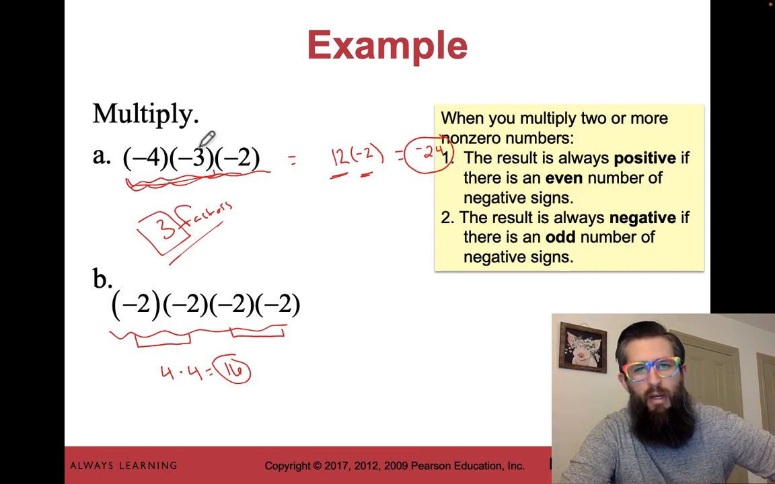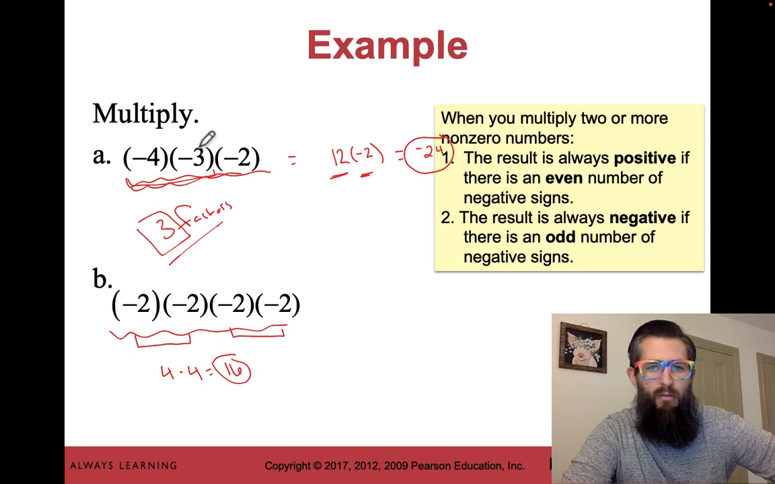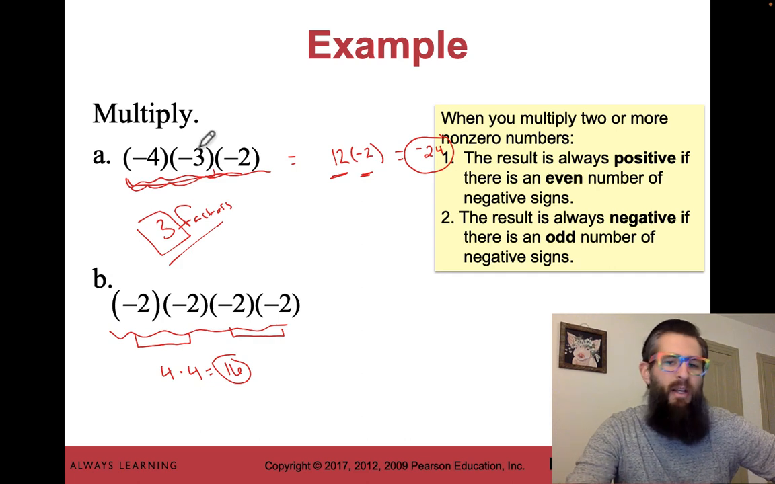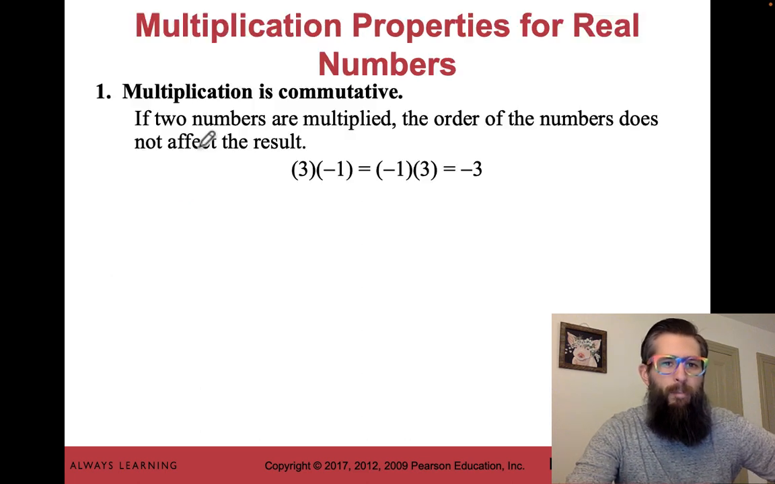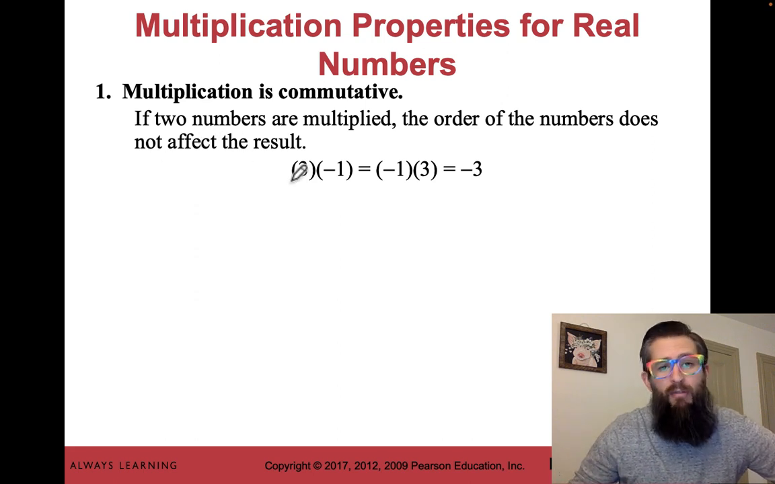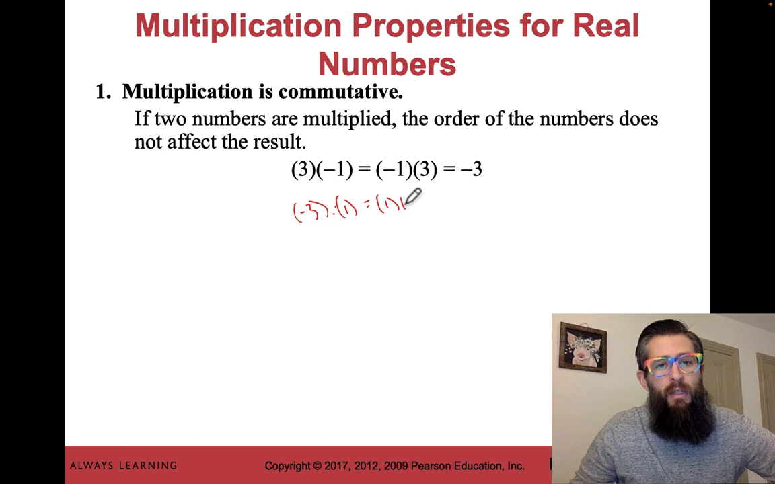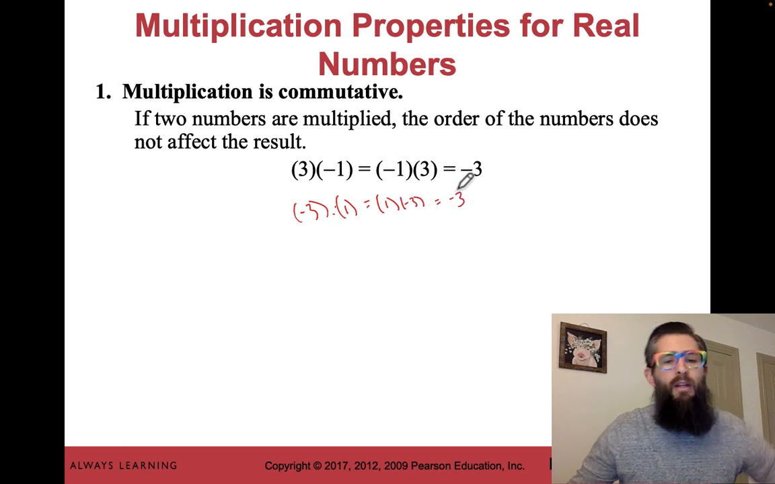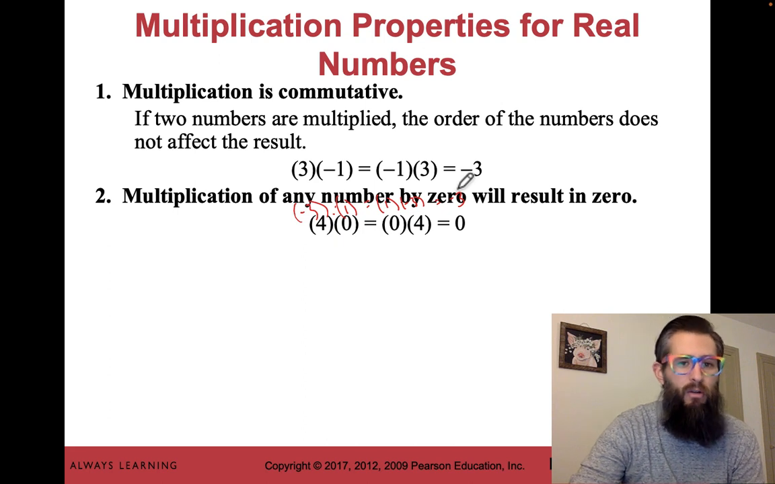So here's that rule written out for you again. The result is always positive if there is an even number of negative signs, and the result is always negative if there's an odd number of negative signs. That's just something to keep in mind as you're doing this work. Okay, so multiplication is commutative. It's also associative, so the order in which you multiply things does not matter. So we have 3 times negative 1 is equivalent to negative 1 times 3. Similarly, if I did negative 3 times positive 1, that's going to equal 1 times negative 3, which is also equal to negative 3. So we can do some interesting ordering here.